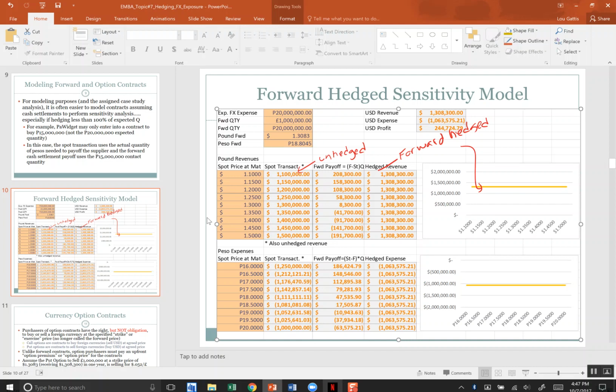Well, you can do the same thing. What currency are we buying here? Pesos? You can have a contract to buy 20 million pesos at 18. Exchange rate is 18. Depending on what happens to the exchange rate, you might want to walk away or keep it. So we're going to walk through that example.